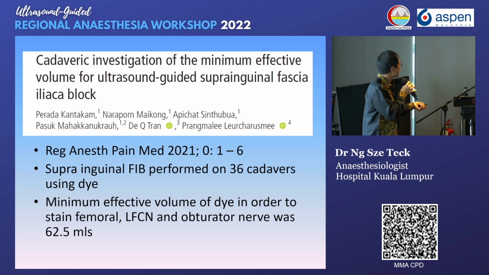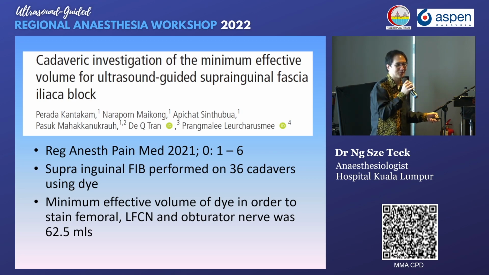This is another study to illustrate how much volume you actually need to cover the LFCN and the femoral and obturator nerves. Actually, this is a cadaver study on 36 cadavers using dye. And they found that in order to stain the femoral, LFCN, and obturator nerves, you need about 60 mL of LA.